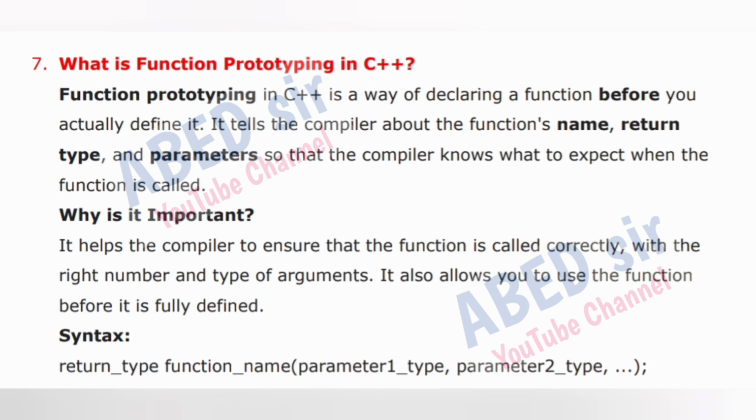Function prototyping in C++ is a way of declaring a function before you actually define it. It tells the compiler about the function's name, return type, and parameters so that the compiler knows what to expect when the function is called. Why is it important? It helps the compiler to ensure that the function is called correctly, with the right number and type of arguments. It also allows you to use the function before it is fully defined.